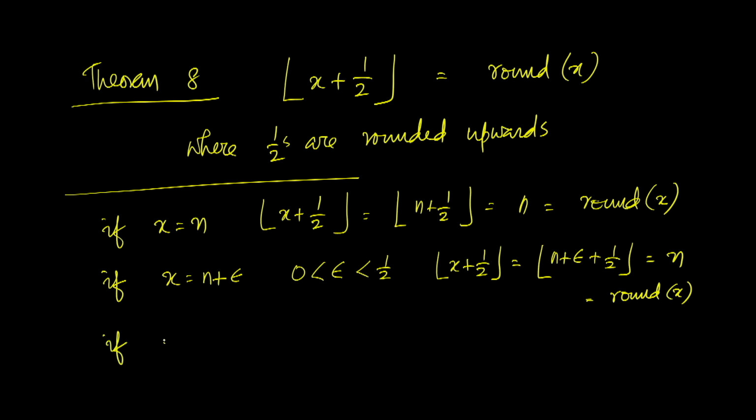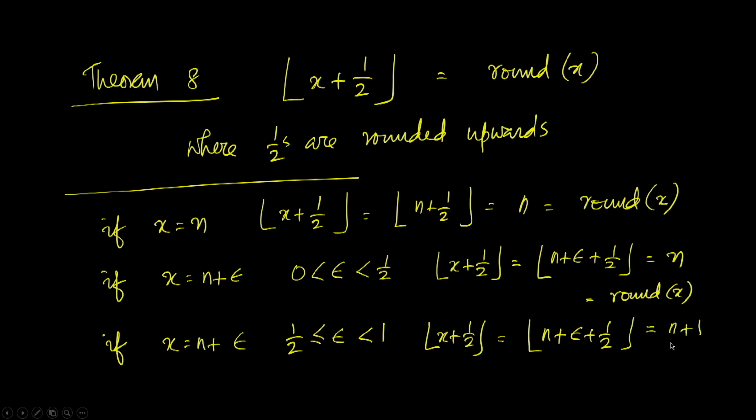round upwards. If x is n plus epsilon, for epsilon that is greater than or equal to half but less than 1, floor of x plus half would be floor of n plus epsilon plus half, which is n plus 1, which is the same as round of x. So in this case epsilon could be half, in which case x would be rounded upwards.